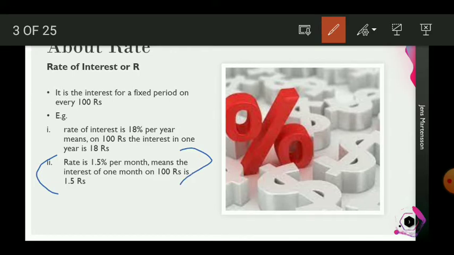If we say the rate is 1.5%, it means on 100 rupees in that particular month, the interest is going to be 1.